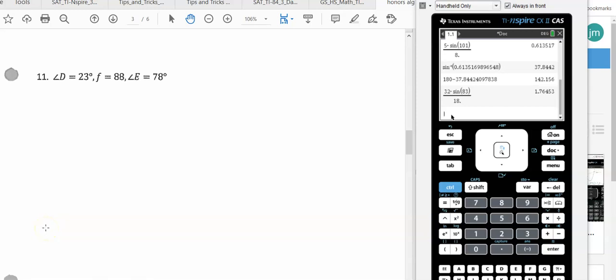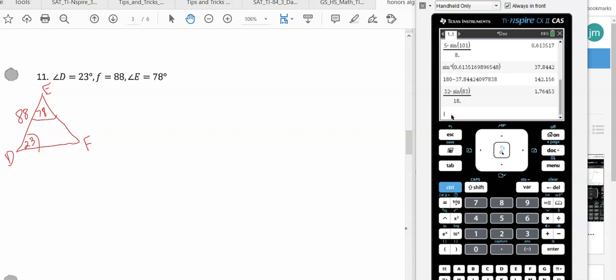So let's try this one. So we're going to draw it. D, E, F. Now I'm really expecting a two solution problem, but we'll see. So D is 23. F is 88. And E is 78. Oh, now I'm not expecting a two solution problem because this is angle side angle.